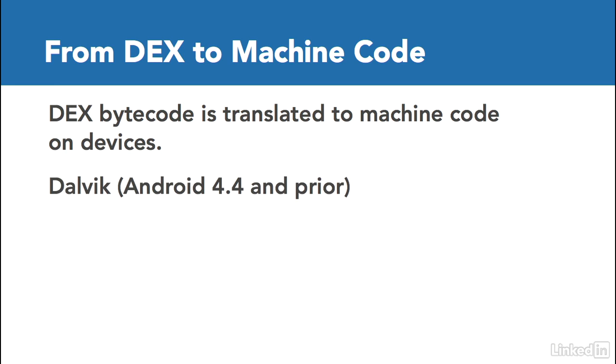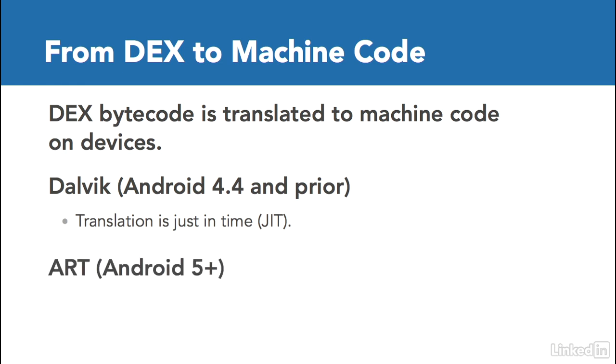On the Dalvik runtime in Android 4.4 and prior, machine code is built as the application is running, each time a feature is used for the first time. This process is called just-in-time or JIT compilation. Starting with the Android runtime in Android 5, the process moved to ahead-of-time compilation. And in Android 5 and 6, this process happened when the app was installed or upgraded, or when the operating system was upgraded. In Android 7, Nougat, this process has been changed yet again.